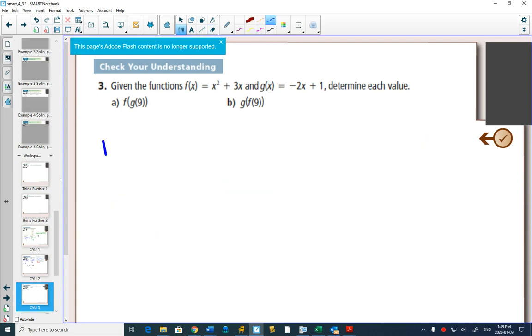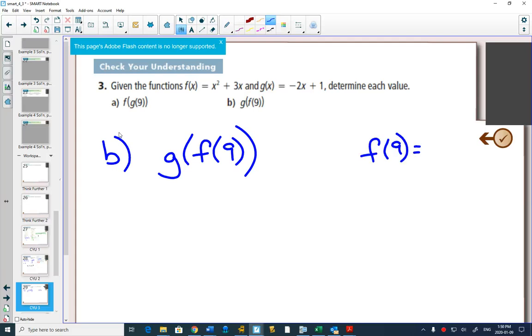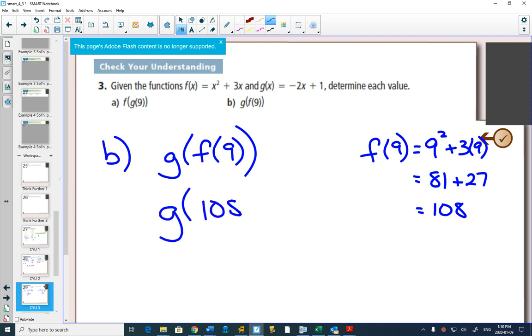So let's look at part B. B wants g of f of 9. Okay? A quick look. Plugging in 9 to there, is that easy mental math? Right? So you might want to do it off to the side. Say, what is f of 9? Well, whatever you plug into f gets squared, 9 squared, and then you times it by 3. So it'll be 81 plus 27, 108. So I know that f of 9 is 108.